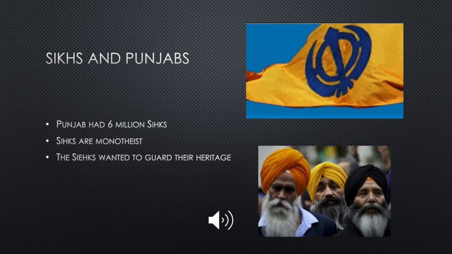Punjab had a population of 6 million Sikhs. Sikhs are a very respectable class of Hindus. Although they have the same origins of Hindu doctrines, Sikhs are monotheist. The Sikhs wanted to guard their heritage and did not want to be living in a predominantly Muslim area with no political power.